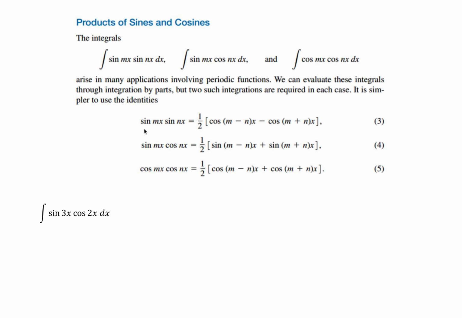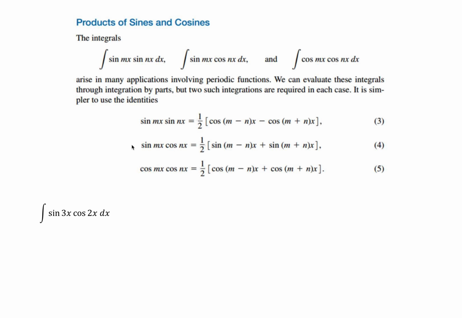Depending on whether we've got two sine functions, a sine and a cosine function, or two cosine functions, we will use the appropriate identity. And this you might find to be the easiest of all of the examples. So we're asked to integrate sine 3x cosine 2x dx.